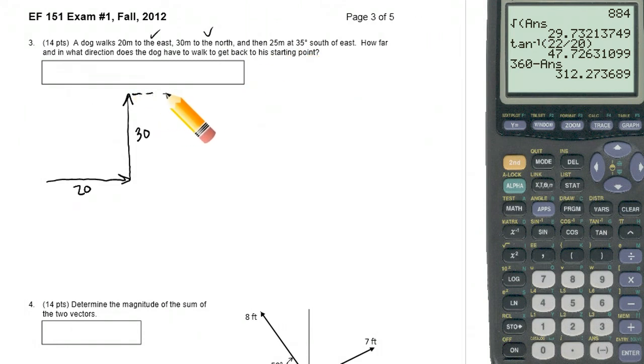So we'll draw a reference east. We'll go 25 meters at 35 degrees south of east. So an angle right in there. I'm going to go 25 meters. Something like that. Okay. How far and in what direction does the dog have to go to get back to the starting point? Alright, so that would be this vector right here. Back to the starting point.